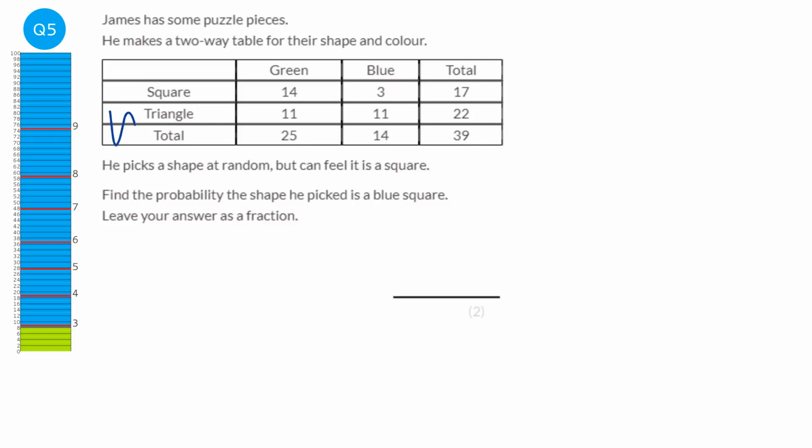So we know that James knows that he has a square, so we can actually get rid of all of this bit. It's not relevant at all to the question. And the question asks, what is the probability that the square is blue? Well, there are 3 blue squares, so it will be 3 over... And how many are there in total? Well, it says the total is 17. So the answer is 3 over 17.